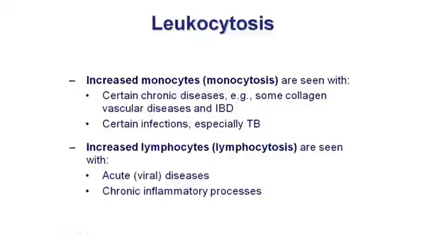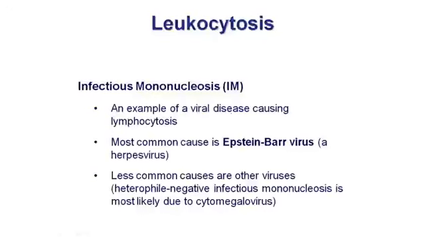With increased lymphocytes, or lymphocytosis, it's associated with a viral infection, remember lymphocytes attack viruses, as well as seen with chronic inflammatory processes. Now we talk about infectious mononucleosis. It's a viral disease associated with an increase in lymphocytes, caused by Epstein-Barr, which is a type of herpes virus. Less common causes are other viruses associated with heterophile negative infectious mononucleosis, most likely due to CMV. However, with CMV, the clinical manifestation is a little different, and we'll get to that.